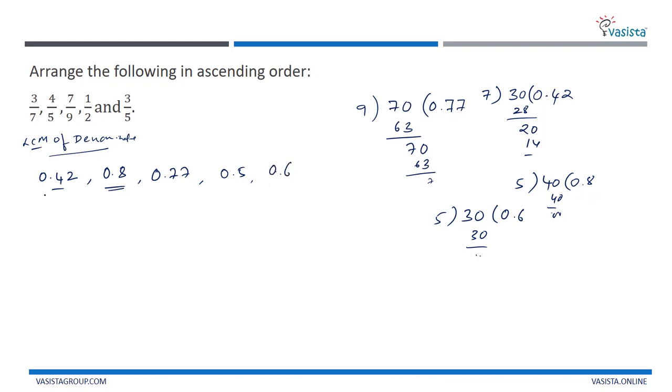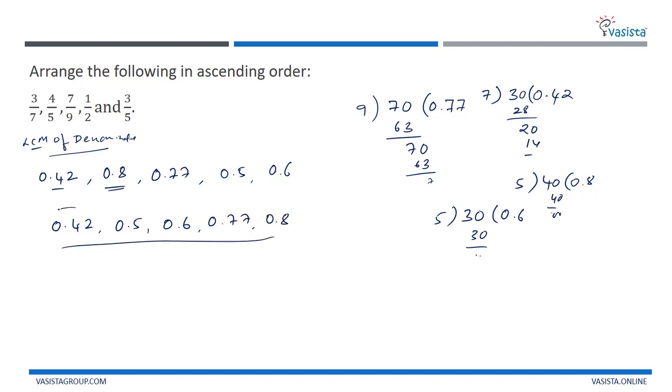Now I will arrange in ascending order. That means from the smaller number to the bigger number. This will become 0.42, then 0.5, then 0.6, then 0.77, then 0.8.